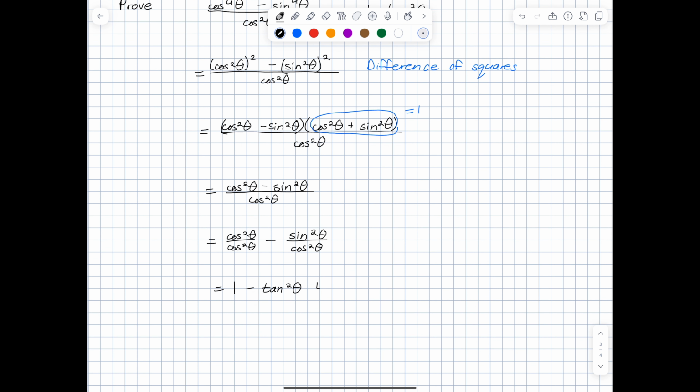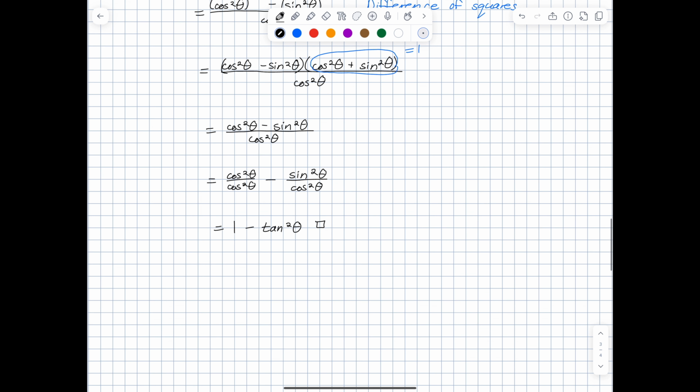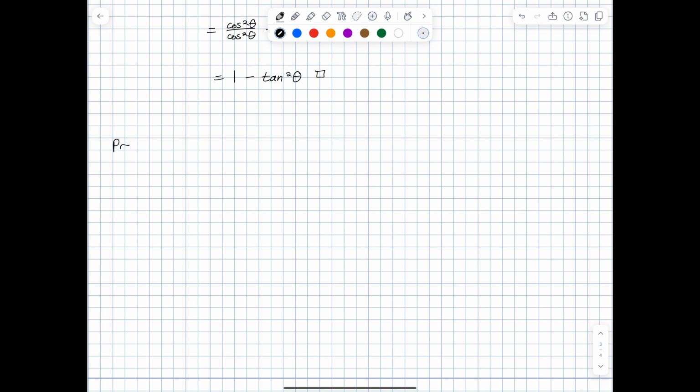So I'll do one more example, but as I said, we're going to use these same strategies in all of chapter 5. So the last example is going to be: prove that 1 plus cosine x is equal to sine squared x over 1 minus cosine x.